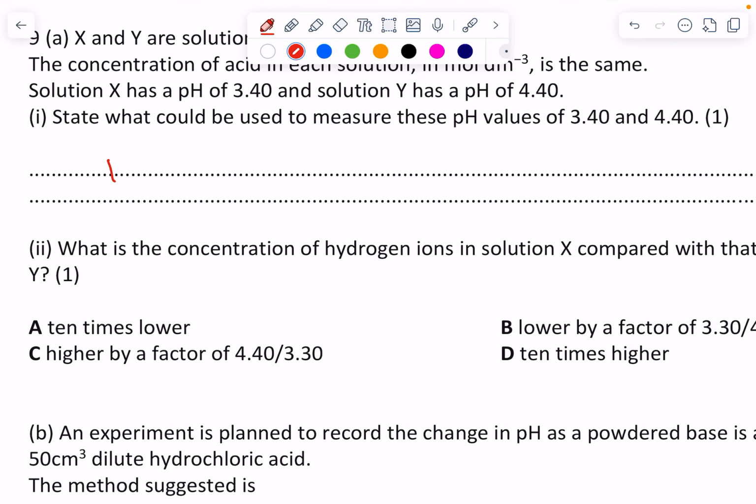To measure pH, the best answers, let's go back to blue. The best answers you've got is either a pH meter or a probe that we've used in school, or you could say universal indicator paper, because that one has a color for every pH, and we can test the different pHs.